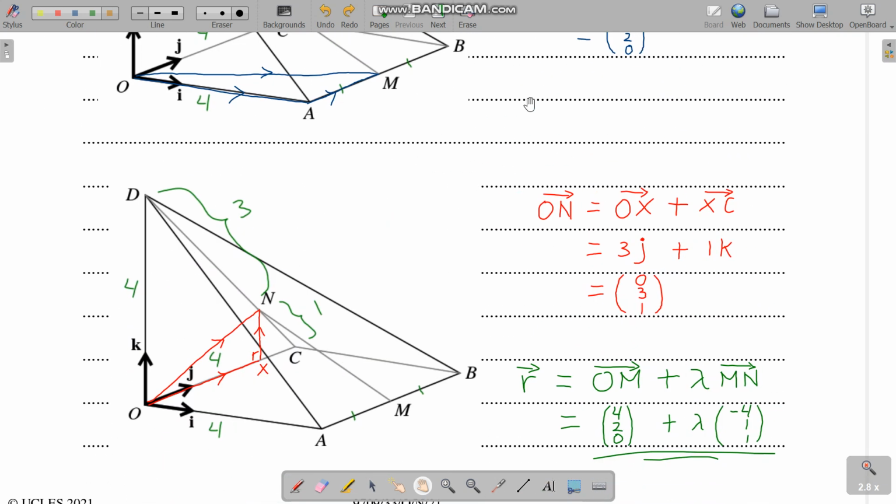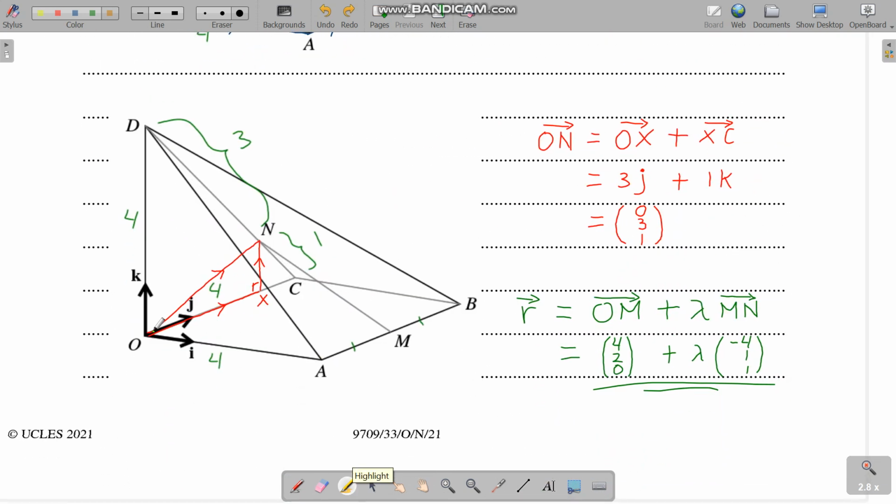And for the coordinates of N, from O to N, we can just go from O to this point, and we're just going to call it X. And again, this distance is 3 in j direction, 3j. And this is 1 in k direction, 1k. So there is no i component. So 0, 3, 1 is the column vector for the coordinates of N, or the position vector ON.